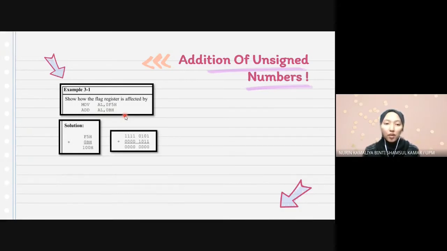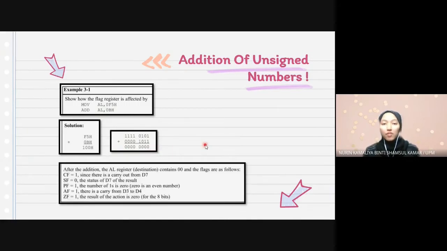In binary form, F5 is 11110101 plus 0B, which is 00001011. So we add it like always. For the flag settings, after the addition, the AL destination register contains 00 and the flags are as follows.